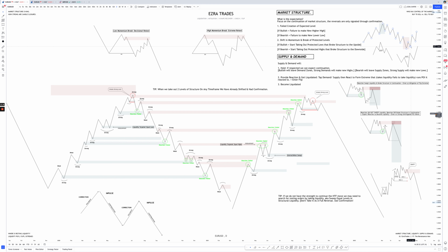Once we fail to make a lower low, what's the next thing that could happen? Well, a shift in momentum and a break of protected levels. We're going to talk about protected levels and strong levels or weak levels, targeted levels, right? So, if we look at the chart here to the left, well, a strong level is responsible for breaking structure. So if we're bullish, the expectation is always going to be that the demands are stronger, and that's why we're breaking and making new highs. We pull back, continuation, right? What is this? A strong level that breaks a previous high, right?